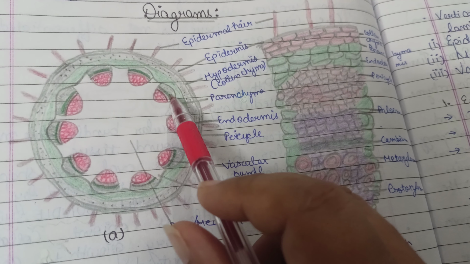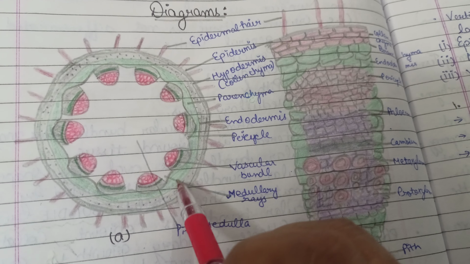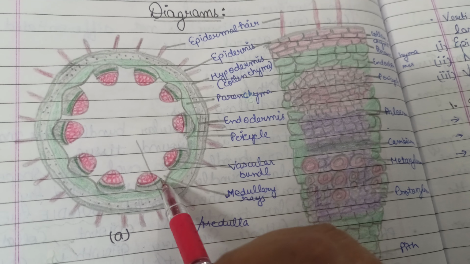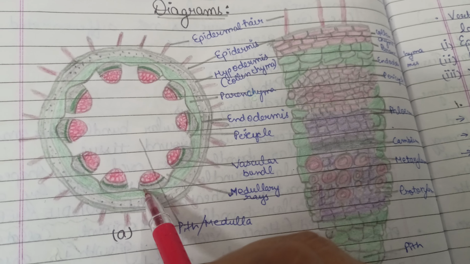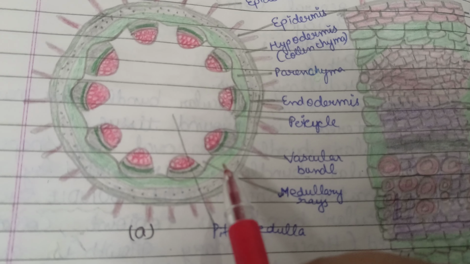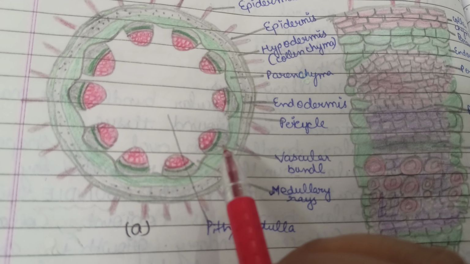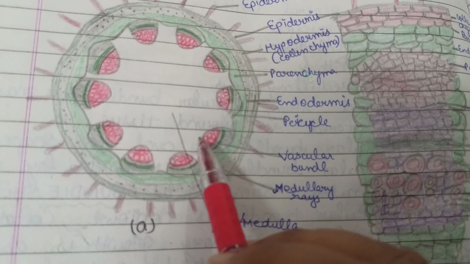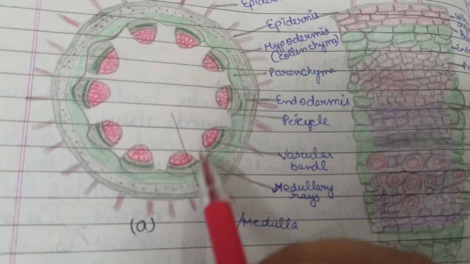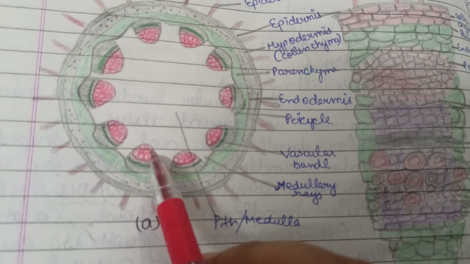This is pericycle, which is dark green color. Now these are the vascular bundles. These are the vascular bundles, right? So you can see, in the vascular bundle, phloem and xylem, phloem and xylem.